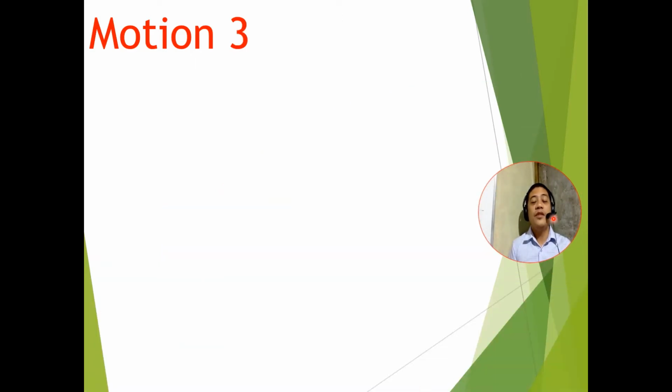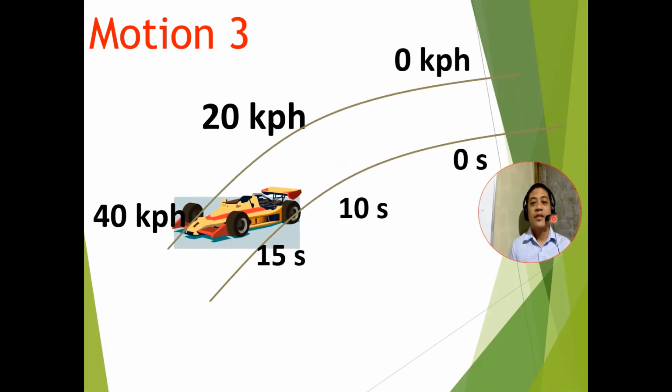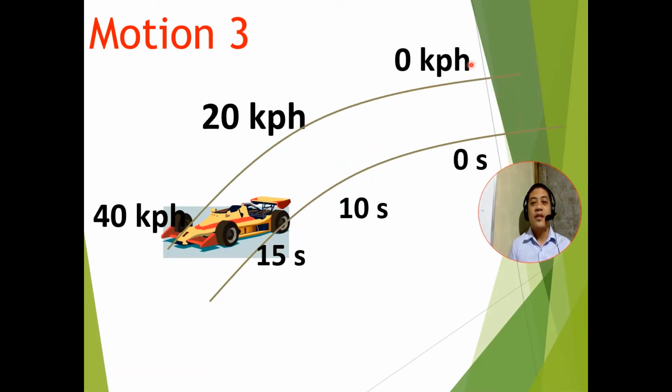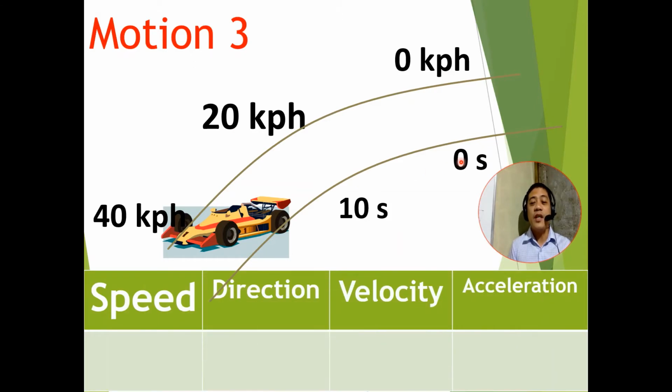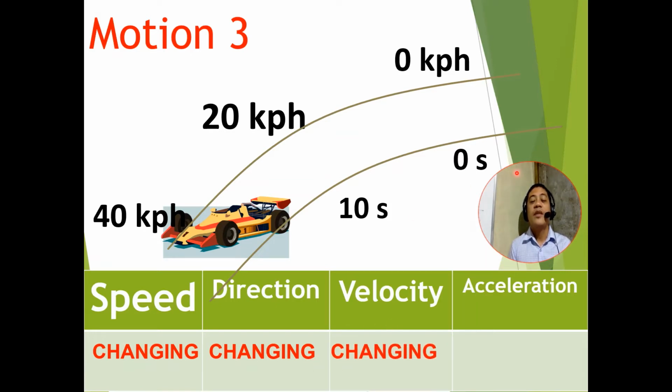Here comes our third motion. Okay, notice that from 0 to 15 seconds, its speed started from 0, later 20, then 40. So how do we describe now the speed? The speed is changing. Since it is moving on a curved road, the direction also changes. If both speed and direction change, how will you describe now its velocity? Its velocity also changes. And how about its acceleration? Is there an acceleration or there is no acceleration? We will answer that later on.